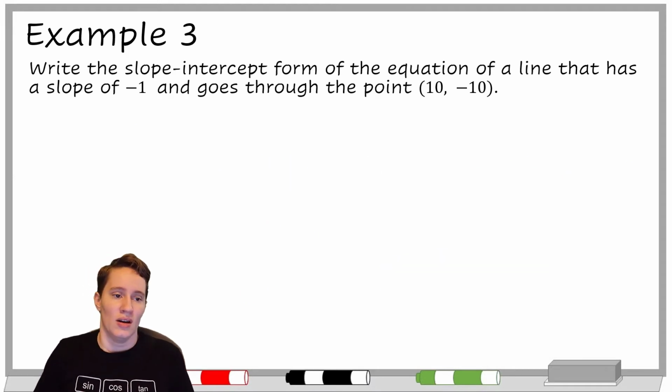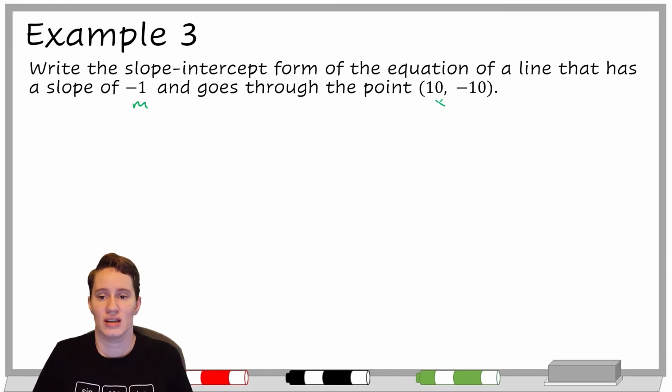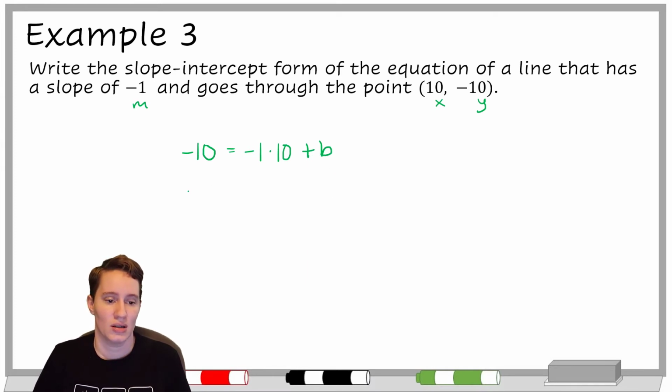Example 3. So we've got a slope of -1, and it goes through the point 10, -10. You do want to watch out and make sure you put the x where x is and y where y is. It can be easy, especially if they're the same number or like opposite signs like this, to mix them up. We want -10 equals -1 times 10 plus b, because it's y equals mx plus b. So then -1 times 10 is -10. And then I want to move the -10 by adding 10 to both sides.